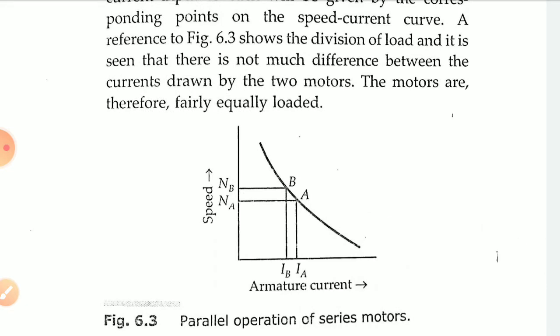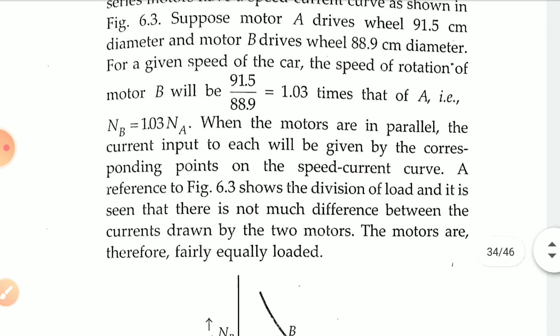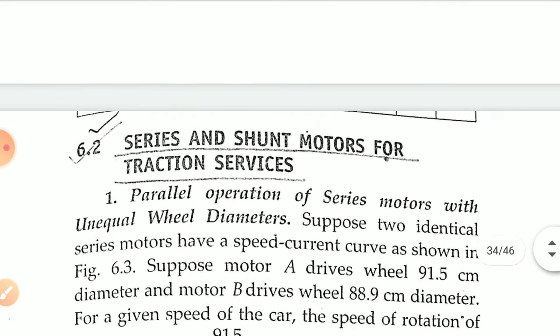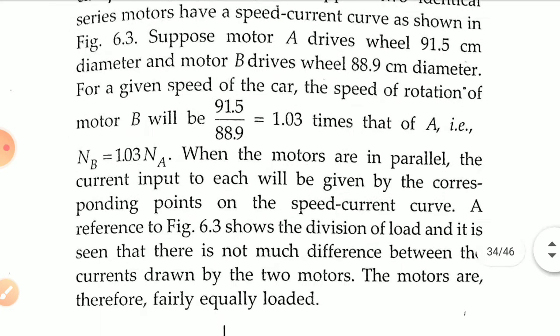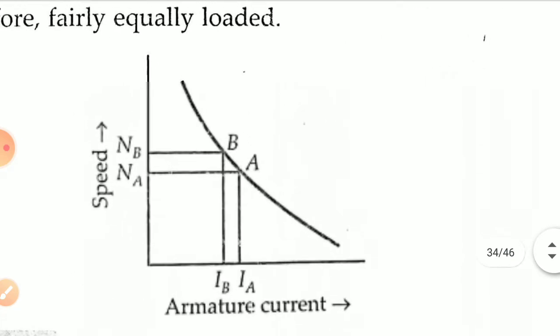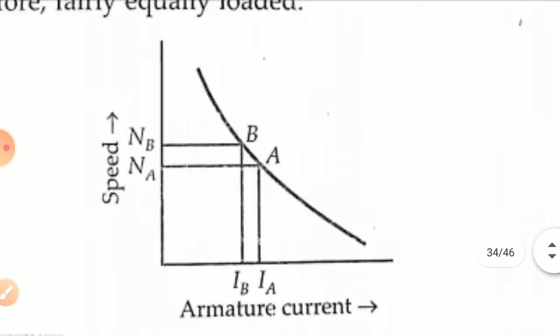Now the parallel operation of series motors with unequal wheel diameter. We are operating the series motors in a parallel way with unequal wheel diameter. Suppose two similar series motors have the speed current characteristics shown here. Suppose motor A drives a wheel of 91.5 centimeters; motor A has some wheel diameter and motor B has some other wheel diameter.